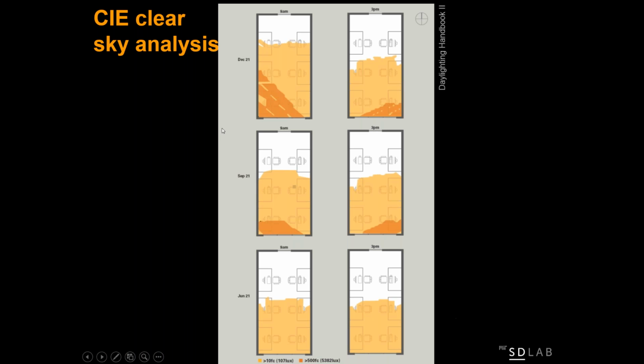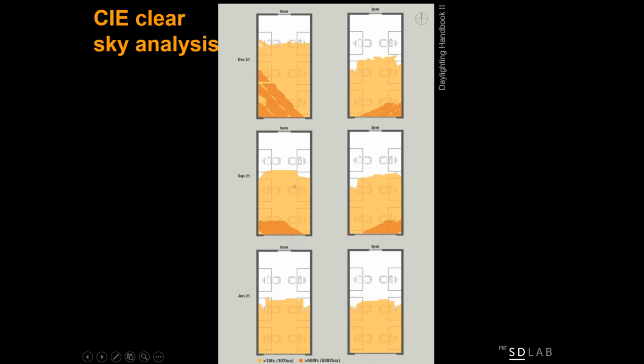So what you see here, for example, same space as before, but you're seeing September 21st in the morning and in the afternoon. Lighting levels in yellow: how often are we above about 100 lux? In orange, how often are we above 5,000 lux, which one could say is probably too much.